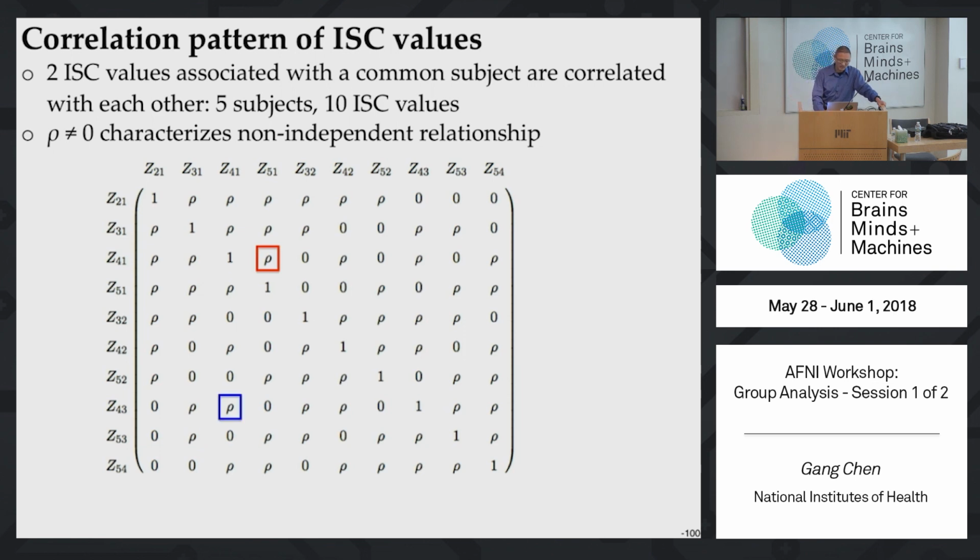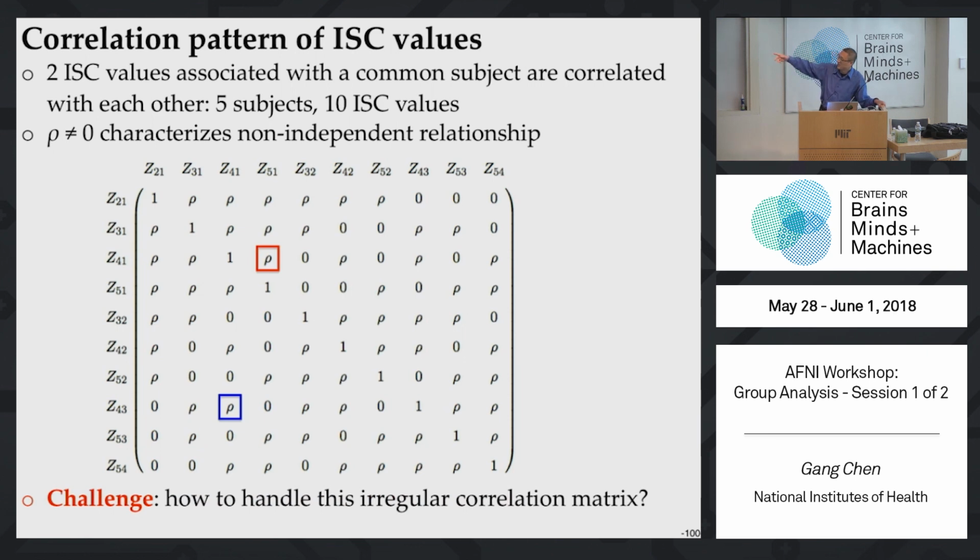So if you look, same thing for this one, because these two Z scores share the same subject 4, right? And some of them are zeros, because those two Z scores don't share any same subject. That's why they are zeros. So that's why this is difficult to handle when you go to the group level, because of this structure.